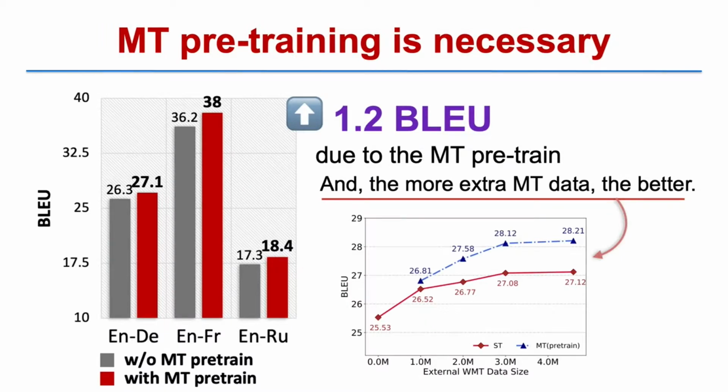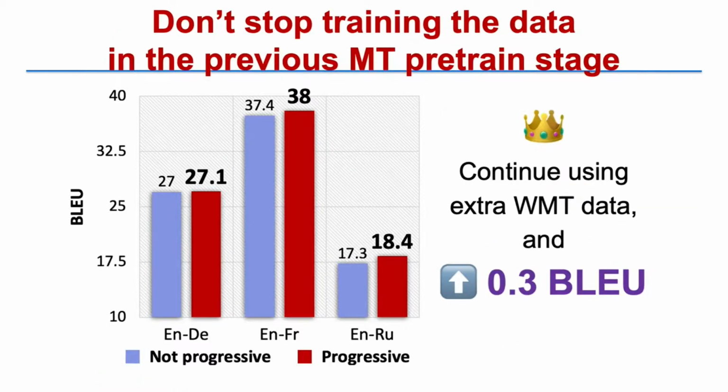Second, MT pre-training in the first stage is necessary, even if these data are also trained in the second fine-tuning stage. This makes a 1.2 BLEU improvement, and we also find that the more extra MT data, the better the performance in the speech translation task. Third, do not stop training on the data in the previous MT pre-train stage. Continue using the extra WMT data, and you will get a 0.3 BLEU improvement on average.